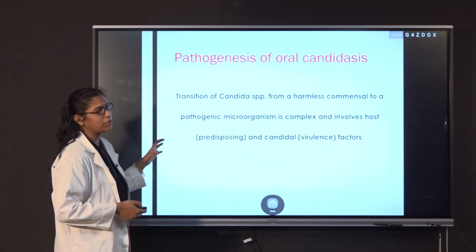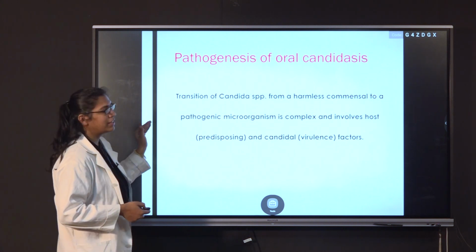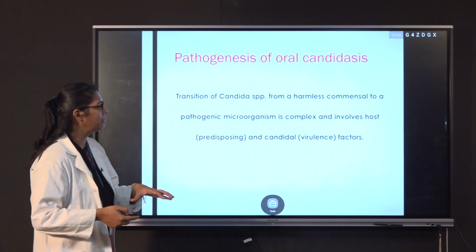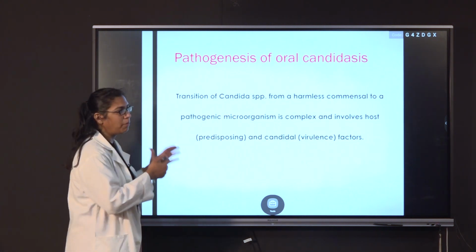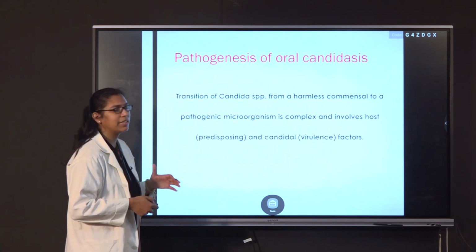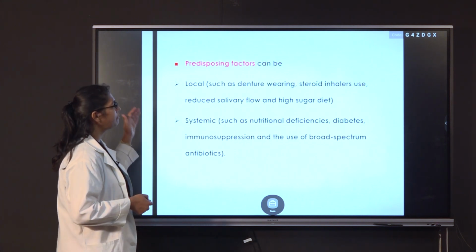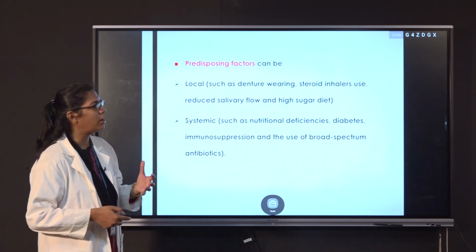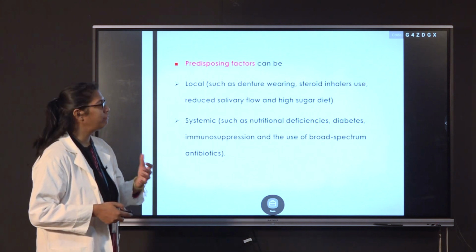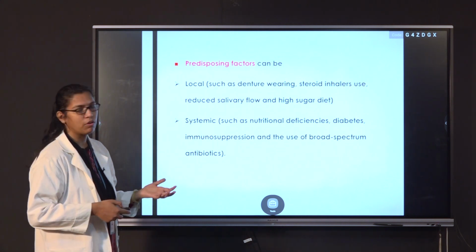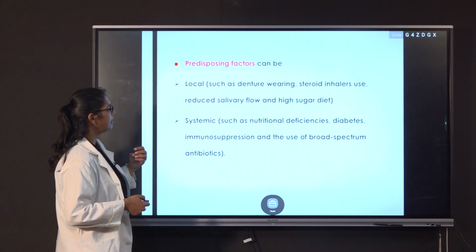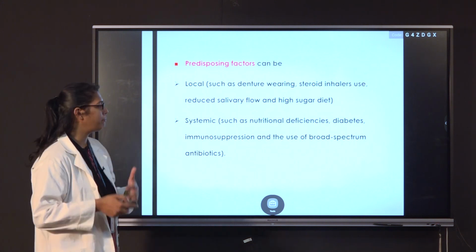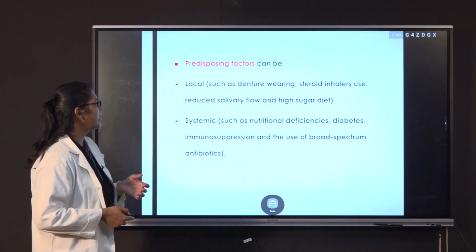Now the main pathogenesis of oral candidiasis: the transition of Candida albicans from the commensal state in the normal oral cavity to a pathogenic state is complex and involves many predisposing and candidal factors. Local factors are denture wearing, use of steroid inhalers, reduced salivary flow and high sugar intake, which also increase the incidence of candidiasis. And systemic factors, as we have seen before, are nutritional deficiency, diabetes and immunosuppression.